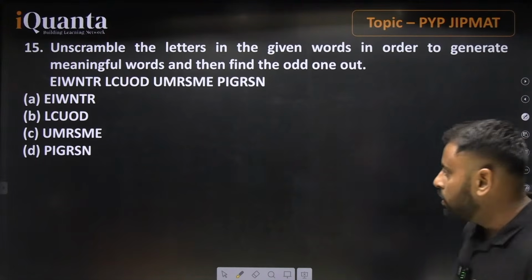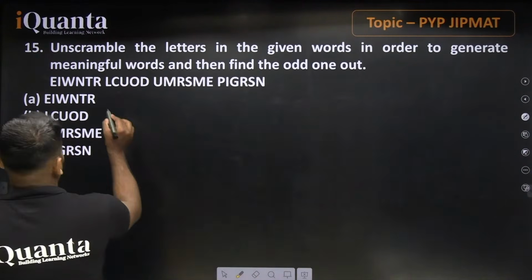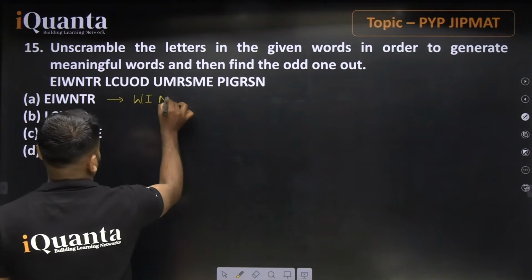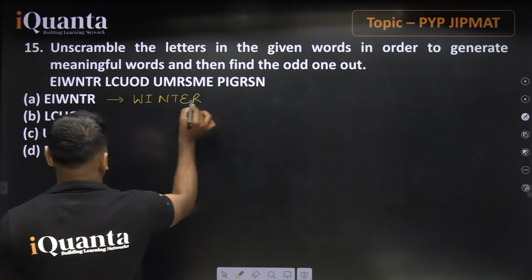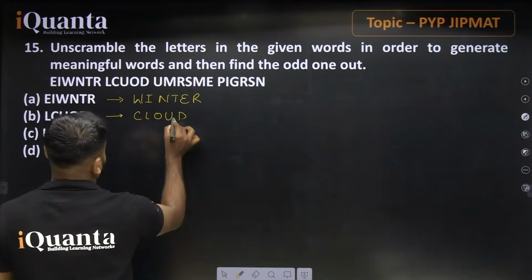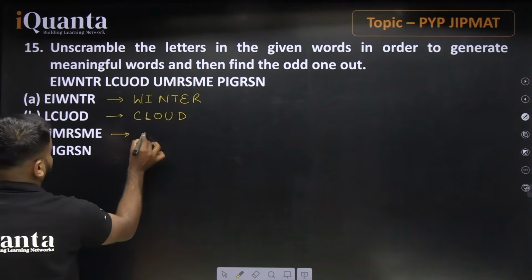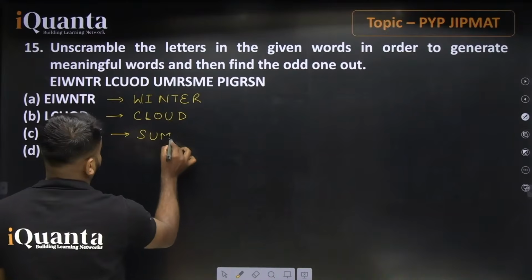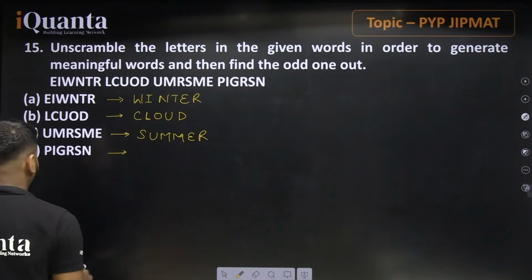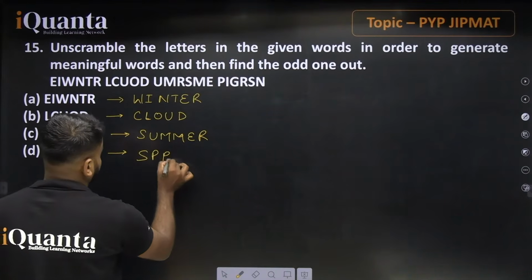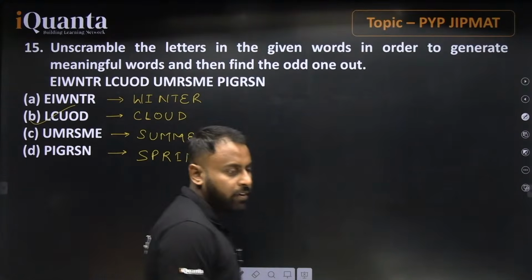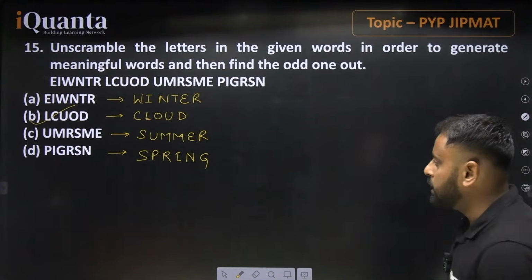B or D. Beta, if talking about this statement, here we have winter. Correct? WINTER, winter. If talking about this, here we have CLOUD, cloud. If talking about this, here we have SUMMER. Talking about this, here we have spring, SPRING. So it means that cloud is the odd one out. Correct answer for this is option number B.